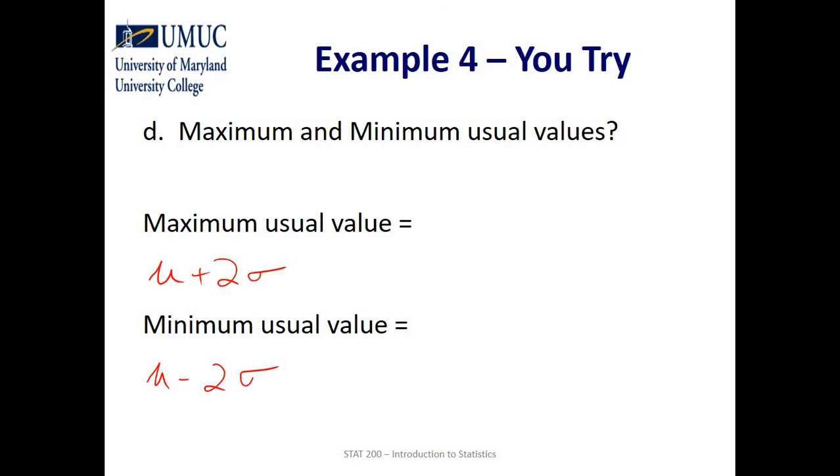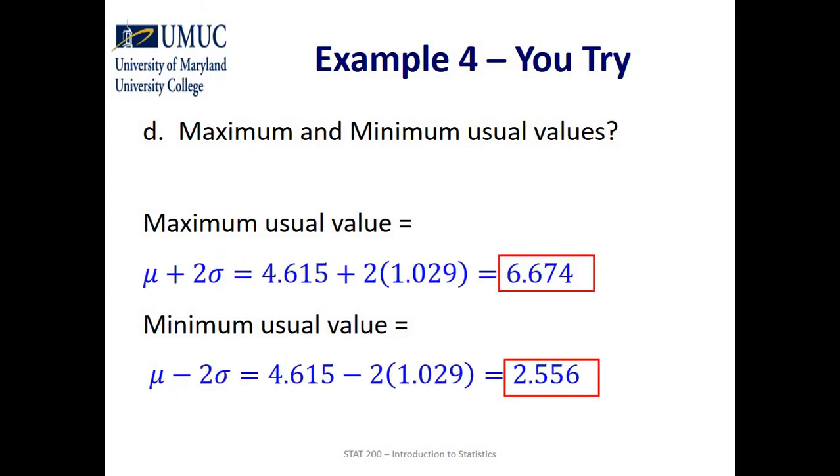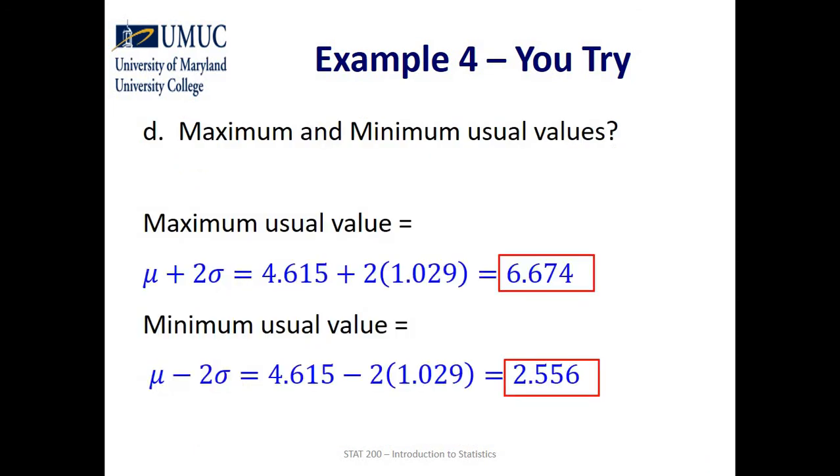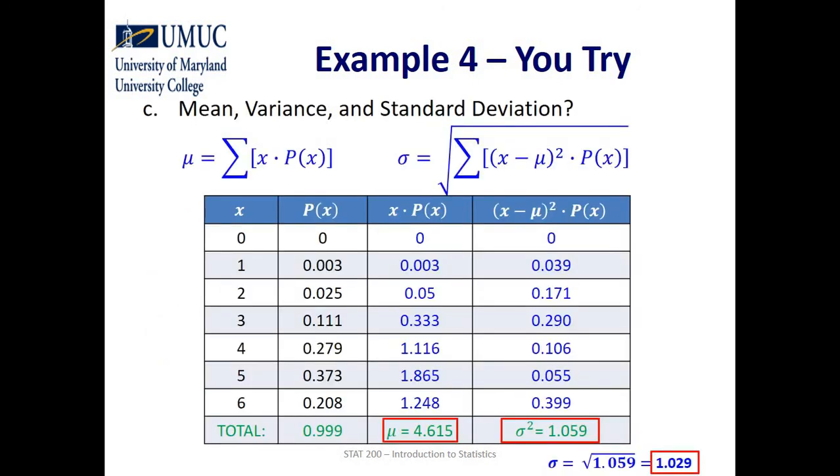Okay, I'm going to show you the answers now. So here's the minimum and maximum usual value. Maximum usual value is 6.674, and the minimum usual value is 2.556. Now this was a group of how many people? 6. A group of 6 people, and we have the maximum usual value, which is greater than 6. That's saying that getting 6 people would not be unusual. The minimum usual value is 2.556. So that's saying that getting 0, 1, or 2 would be unusual.